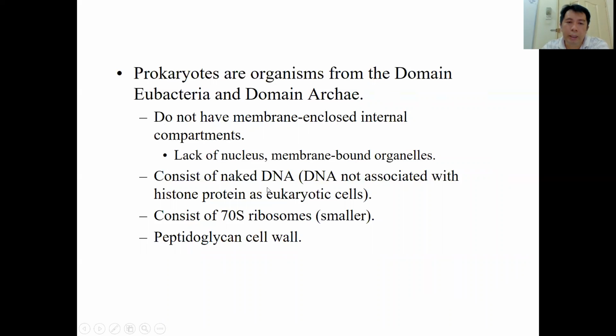But they have ribosomes, because the ribosome is a non-membranous organelle. The DNA is naked DNA, in which the DNA is not associated with histone protein. If you still remember, the DNA in eukaryotic cells associates with the histone protein to form chromatin, which later coils compactly to form the chromosome. In prokaryotic cells, they have a cell wall, but it is a peptidoglycan cell wall, not a cellulose cell wall.